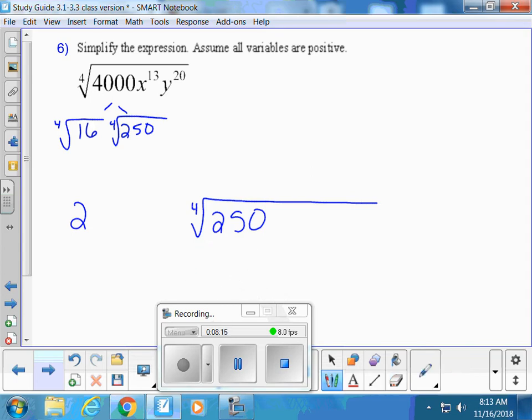All right, let's do our x's. We did that with long division. What's 13 divided by 4? 3 remainder 1. So 3 x's get out, 1 stays in.